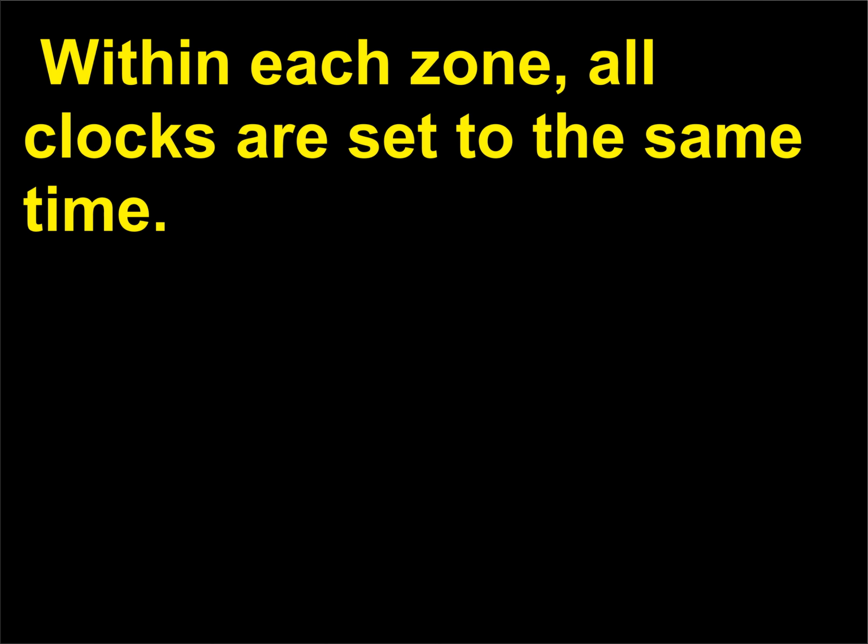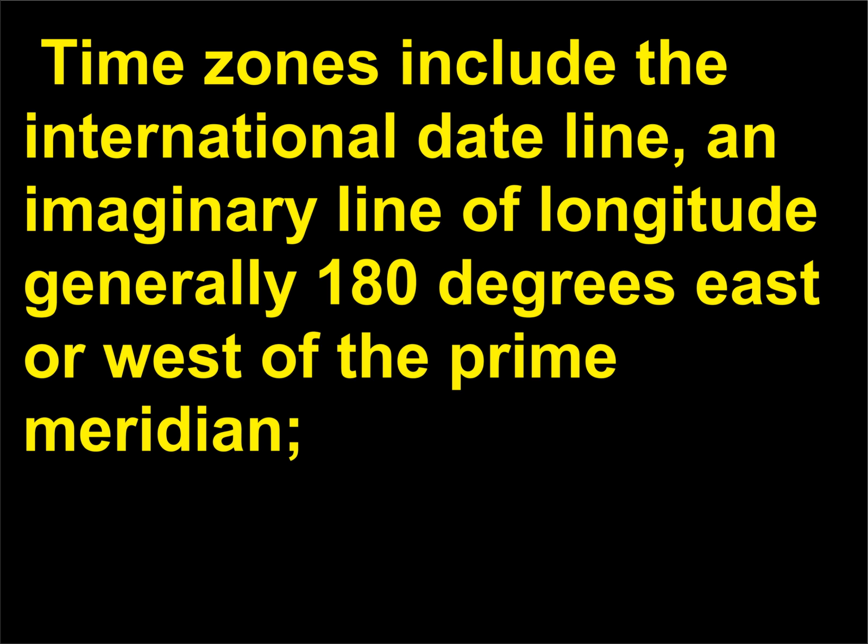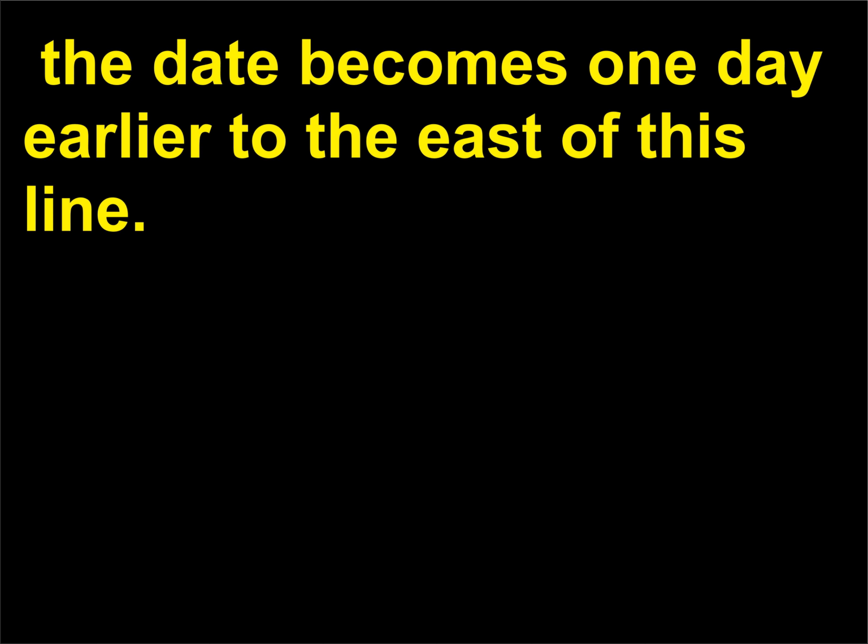Within each zone, all clocks are set to the same time. Time zones include the International Date Line, an imaginary line of longitude generally 180 degrees east or west of the prime meridian. The date becomes 1 day earlier to the east of this line.